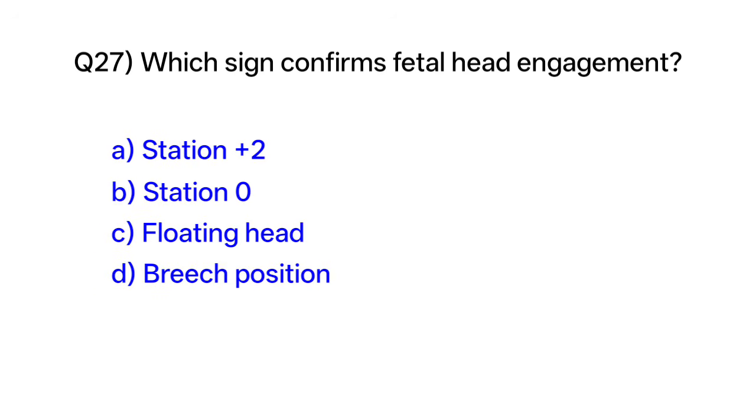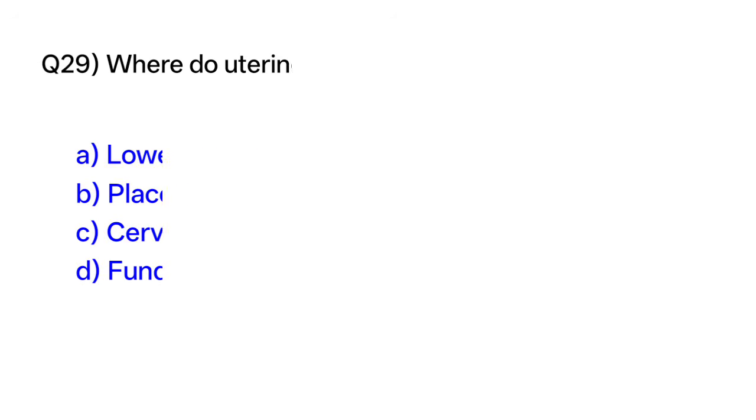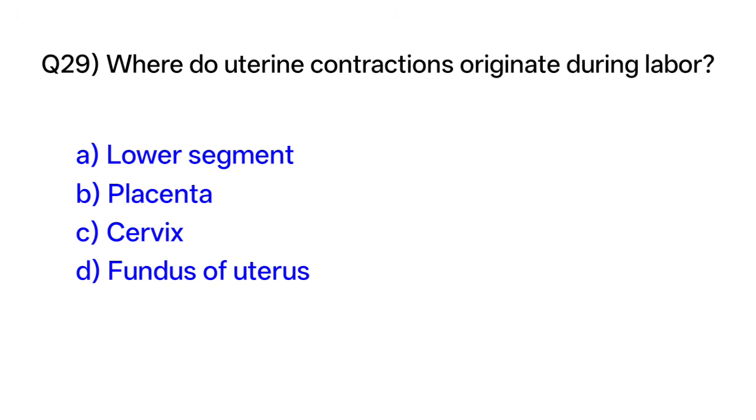Question number 27. Which sign confirms fetal head engagement? The correct option is B. Station 0. Question number 28. What is used to assess cervical readiness for induction? The correct option is D. Bishop score. Question number 29. Where do uterine contractions originate during labor? The correct option is D. Fundus of uterus.